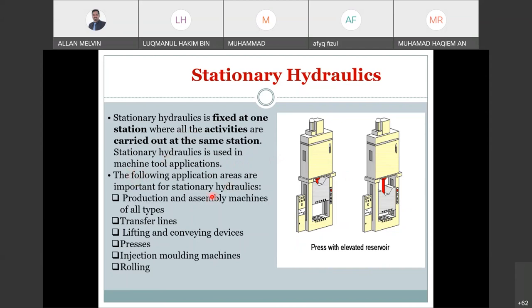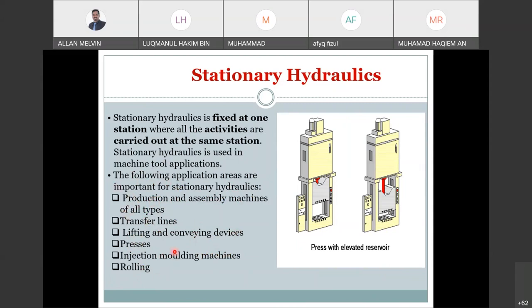The following application areas are important for stationary hydraulics: production and assembly machines of all types. If you look at industry, the transfer line, lifting and conveying devices, the presses, injection molding machines, gear rolling. All of this you can see in an industry line.